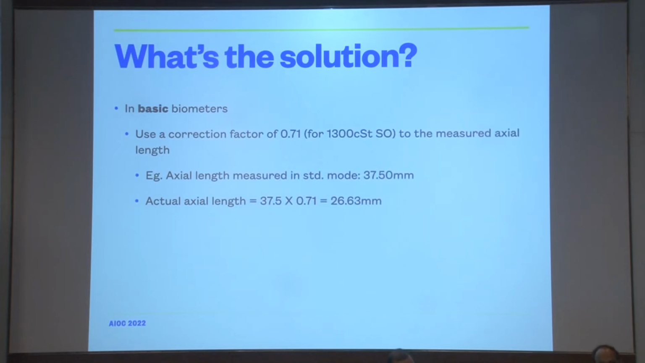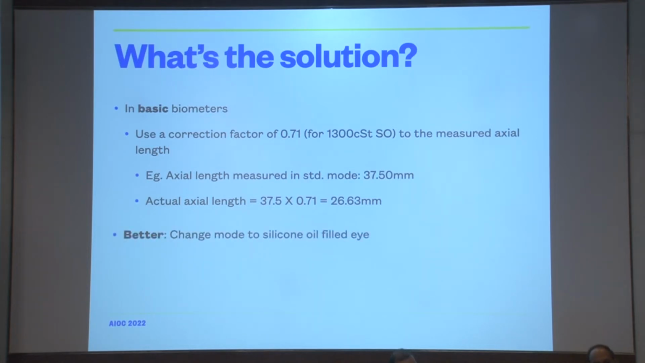So what's the solution? If you have a basic biometer, very simply you can use a correction factor of 0.71. It has been studied, and is used for the more commonly used 1300 centistoke silicone oil, to measure the correct axial length. For example, if the axial length measured in silicone oil filled eyes in the normal mode shows 37.5, which is a very long axial length, you just multiply it by 0.71, and you get the correct axial length of 26.63. This is what you can use as a basic formula.